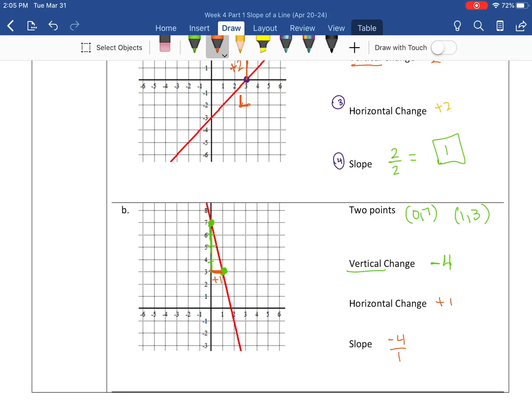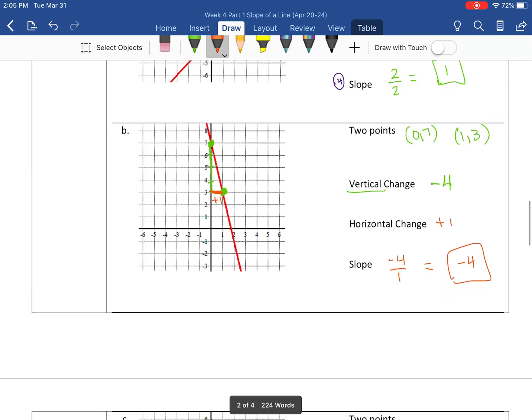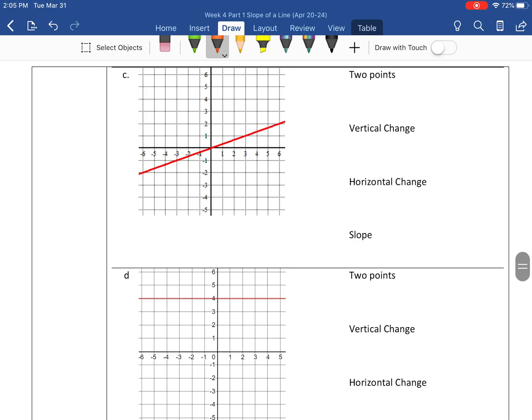So our slope would be negative 4 over 1. Well, negative 4 divided by 1 is just negative 4. So that would be our slope. And that is how we use our line to find the slope. Let's practice a couple more.